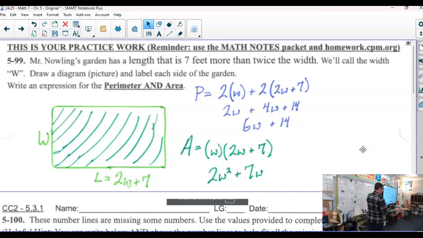Everybody, this is from 531. Look at 531, question 99. Right now, on your paper, did you at least draw a rectangle to represent a shape with length and width? Yes. Right? Did you at least label things like it told us to?